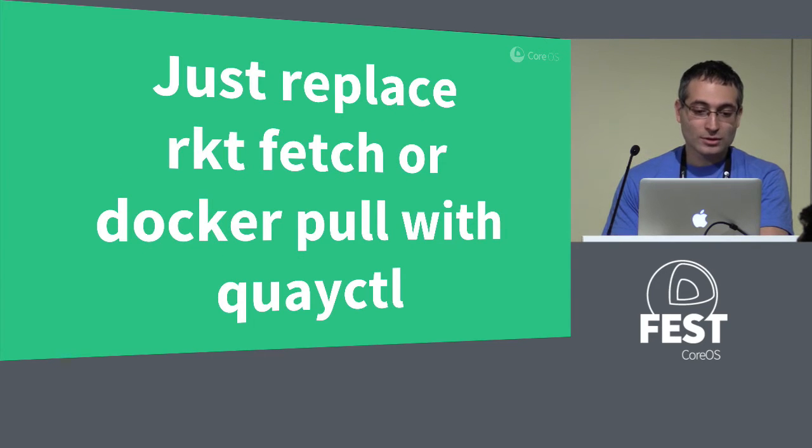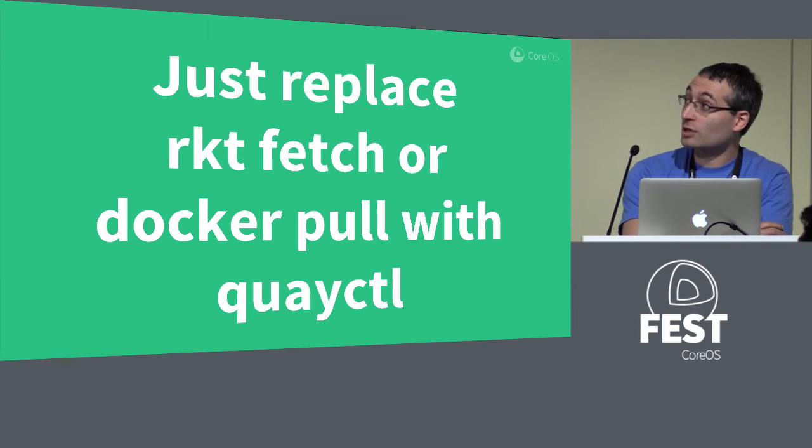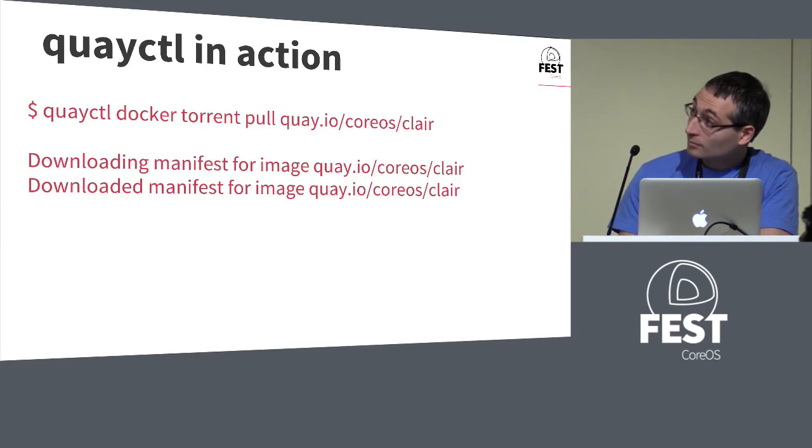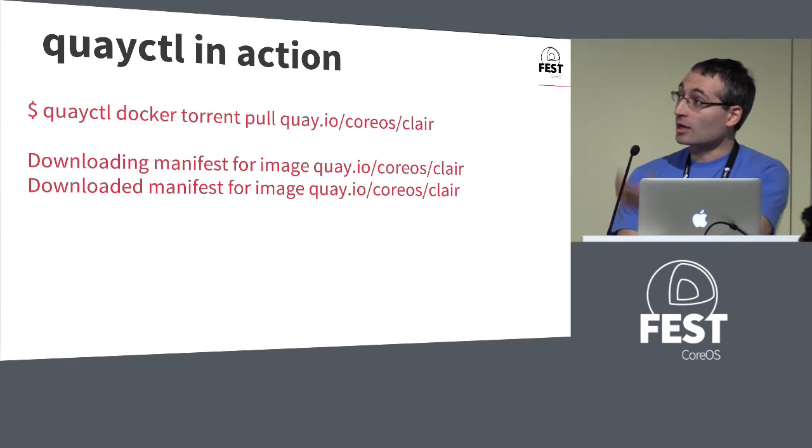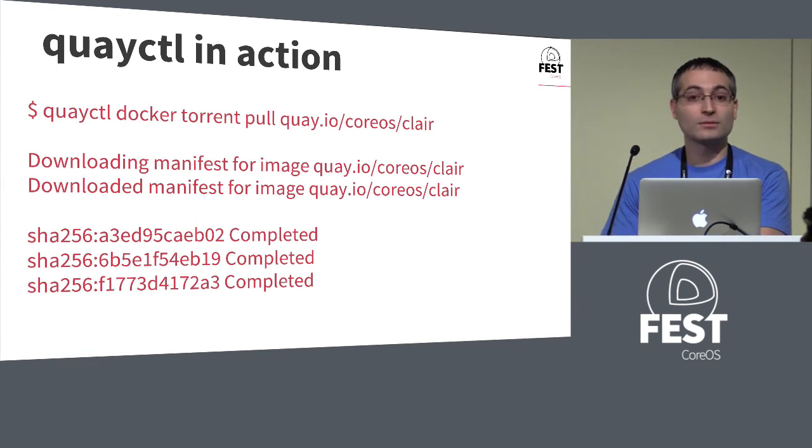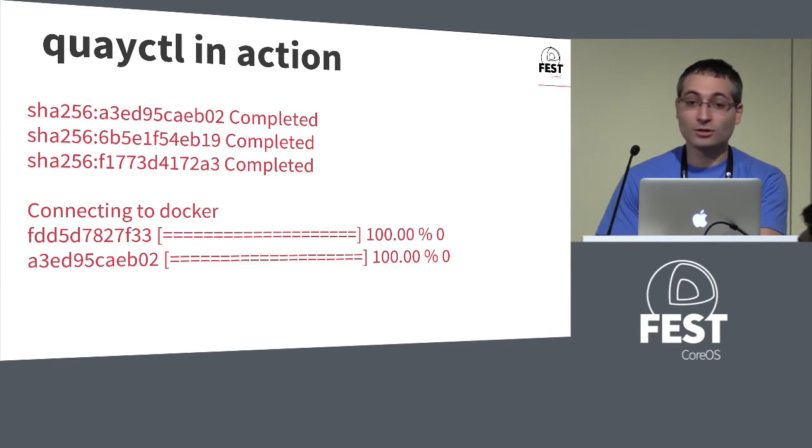In fact, it works so well with the image store that you literally can just replace rocket fetch or Docker pull with QuakeCuddle. To show an example of this, if I do a QuakeCuddle Docker torrent pull of an image, say the Claire image, it'll call out to download the manifest for the image. Then it'll torrent the individual layers. And then once it's done, it'll load it into your Docker engine for you.